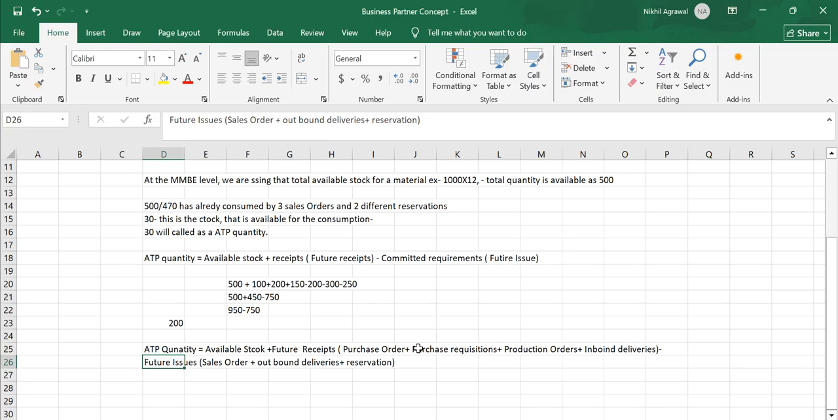So, guys, we understood the significance of available to promise, the concept of available to promise, and the derivation of available to promise. In the next video, we will discuss the different types of functionality that SAP has given to determine the ATP quantity, how they work in the system, and how we can enable them in the system. We will move ahead, guys, and in the next video we will move to the next step.